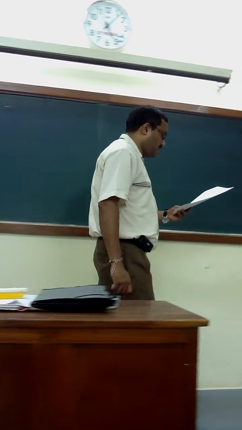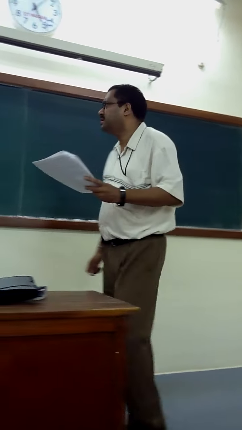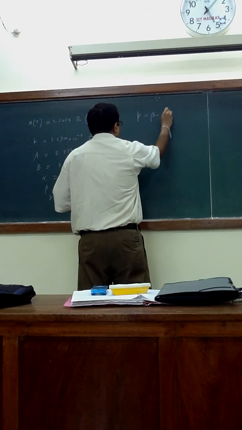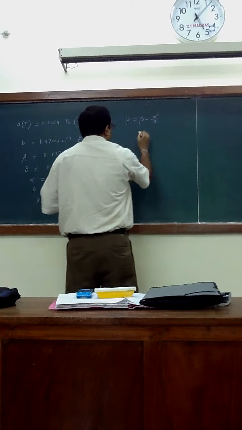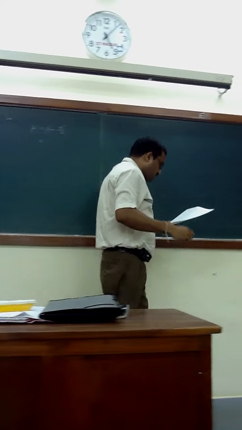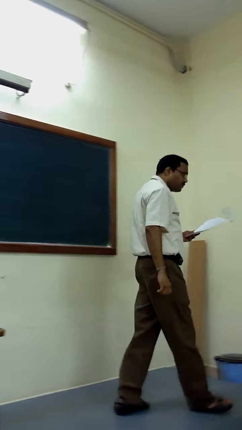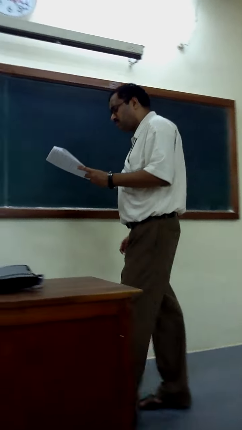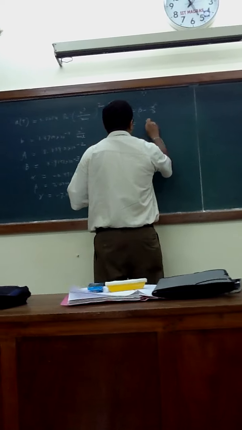So what is P? P is beta minus alpha square by 3, right? P is beta minus alpha square by 3. How much is coming? Beta minus alpha square by 3, minus 0.257 on that.